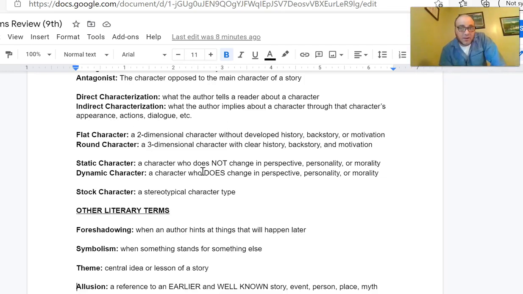So there are definitely some dynamic characters in here, but you don't see a lot of other characters who change in any meaningful way. And a stock character is a stereotypical character type. It's difficult for us to identify stock characters in ancient Greek writing because we're not ancient Greeks. The things that they would see as commonplace are a little more difficult for us to identify. So then we can look at some other literary terms.